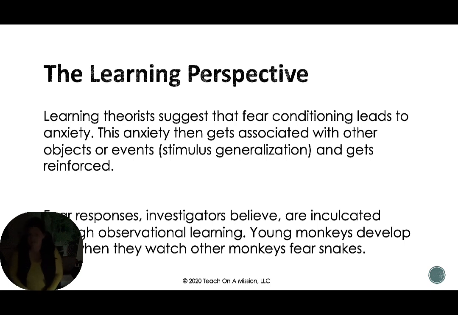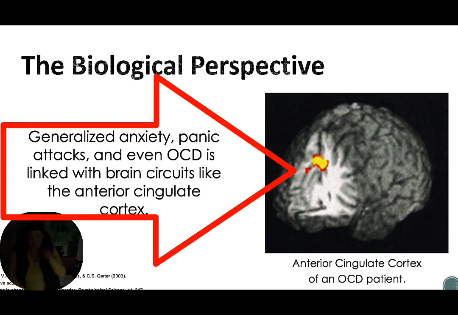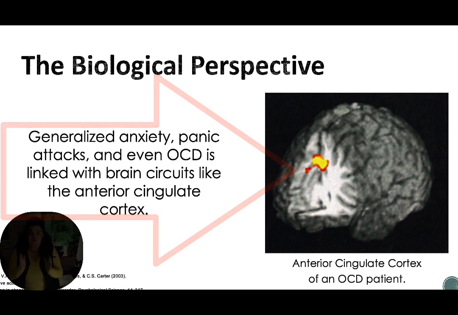Observational learning. In the biological perspective, with GAD, panic attacks, even obsessive compulsive disorders, it's linked with brain circuits, right? Like the anterior cingulate cortex, the cingulate cortex, and then they have found a specific spot on the OCD patient, more active in the prefrontal cortex, but that the OCD patient and other patients of anxiety have this specific brain region that is impacted.